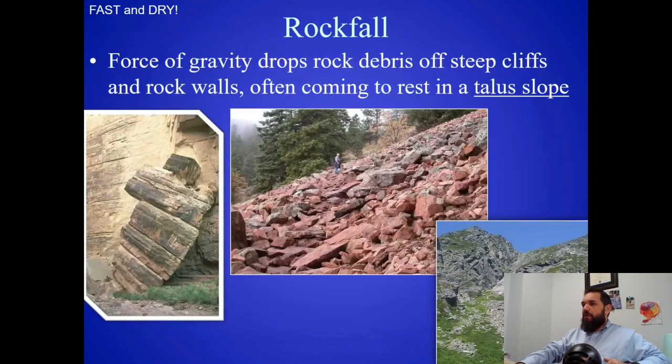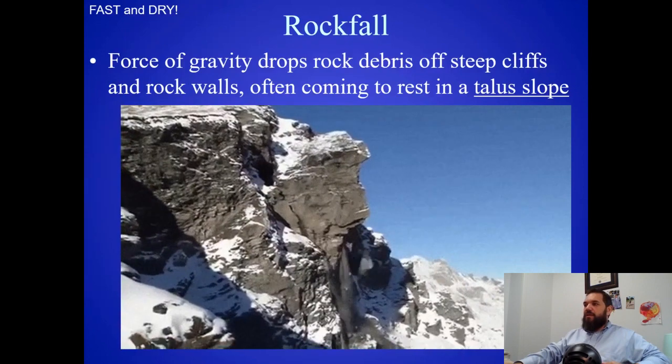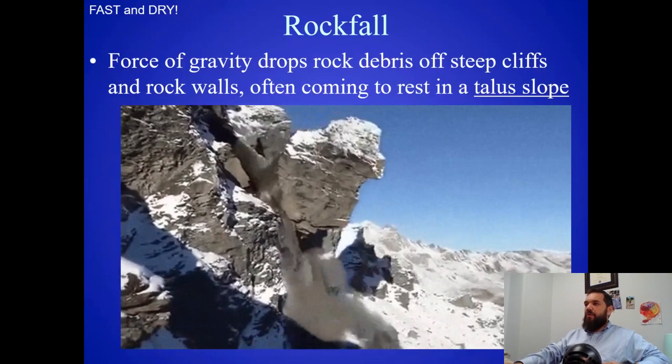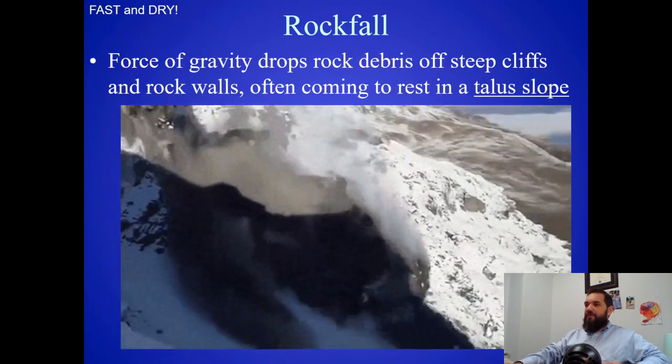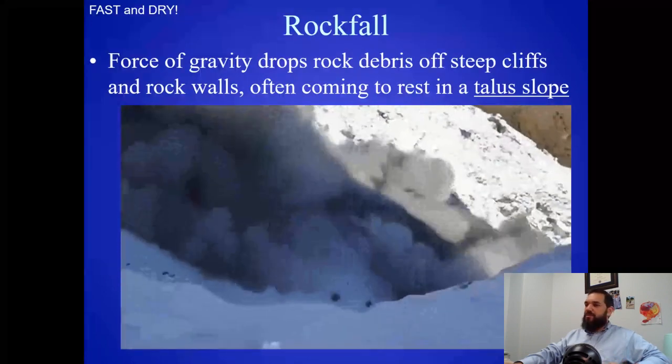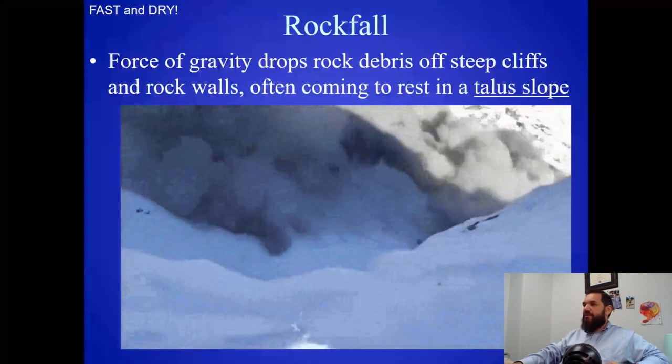So we'll do a rock fall first, since they're easiest to understand. There's not really very much mystery to them. It's just when, under the force of gravity, rocks and debris fall off of sheer cliffs, steep cliffs, rock walls, and they come to rest in a talus slope. Something like this is a good example, pretty terrifying, but a good example of a rock fall. So there's a rock fall for you.